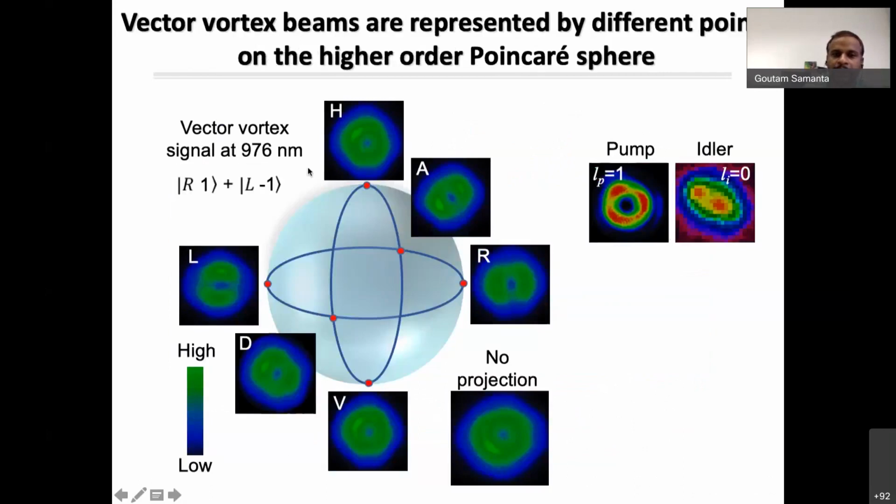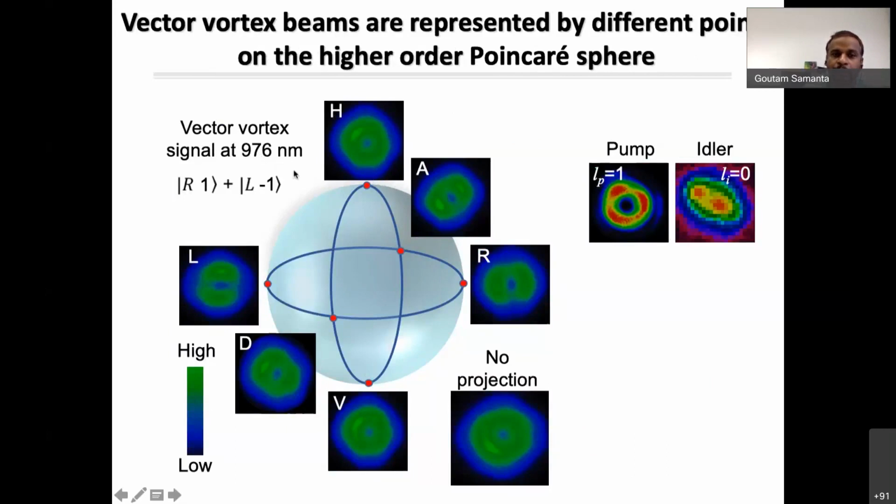Then the output beam, if you can just rotate the polarization state. So this is the output beam we get from the laser at 976 nanometer, and this kind of vector vortex beam can be represented through different points on the Poincare sphere or Bloch sphere, the higher order Poincare sphere.